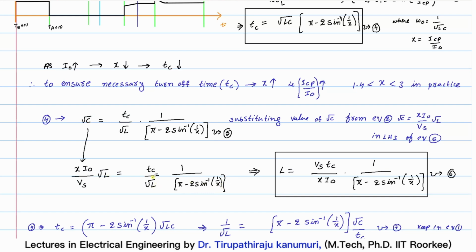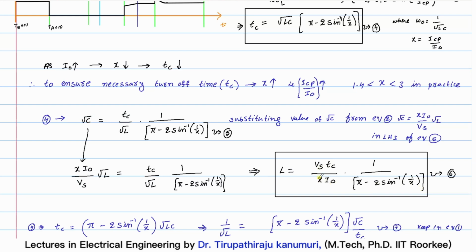How can I calculate it? Here there is a root L. When you bring this side, root L into root L will become root L square or simply L. So simply these terms will come to the second side. So Vs will come to the numerator. X will come to the denominator, I naught will come to the denominator. So L equals Vs Tc by x times I naught into 1 by pi minus 2 sin inverse of 1 by x.